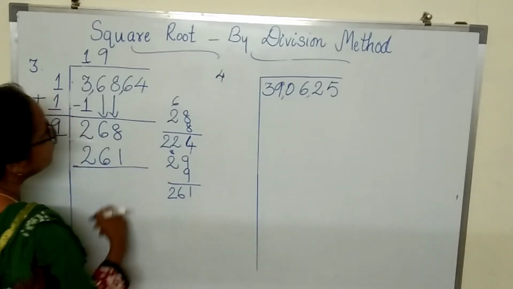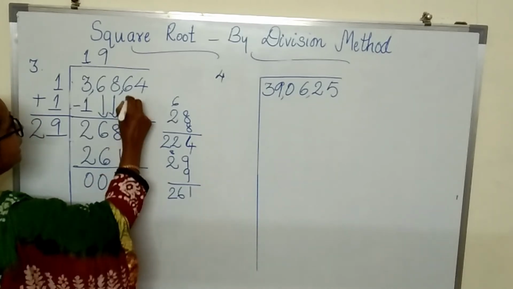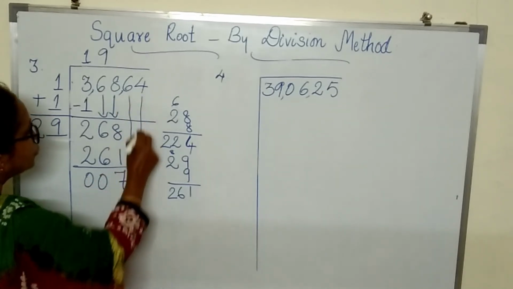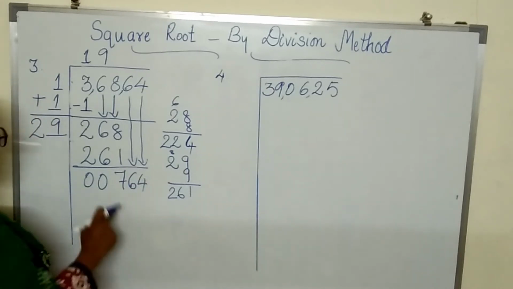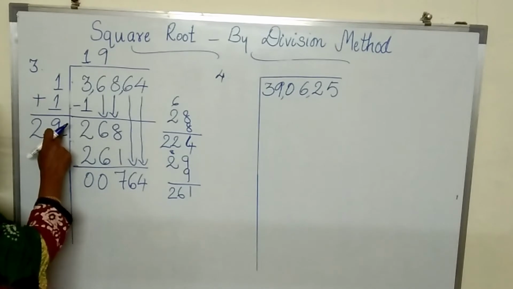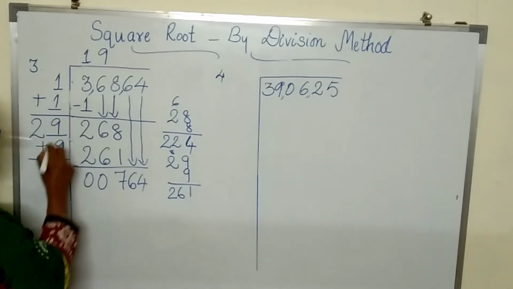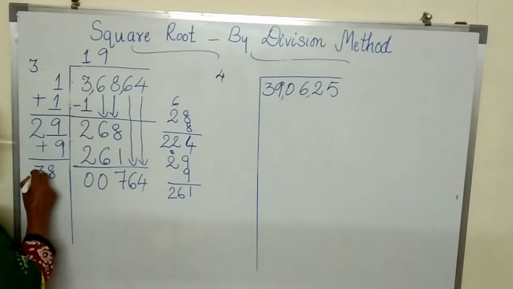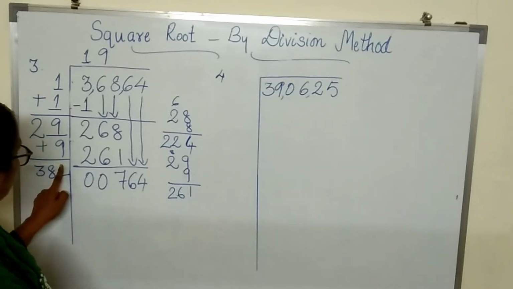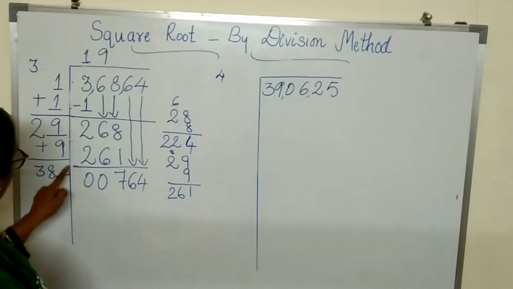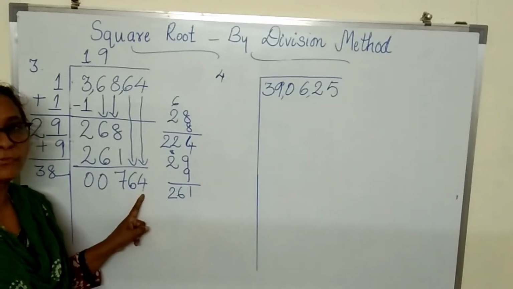261. When we subtract, we get 7. Then bring these two digits down. Okay. Now, which number did you write here? 9. So add 9. What do we get? 8, 3. Now think of a digit which you have to write here and multiply the whole number to get 764. So here the number is 4.